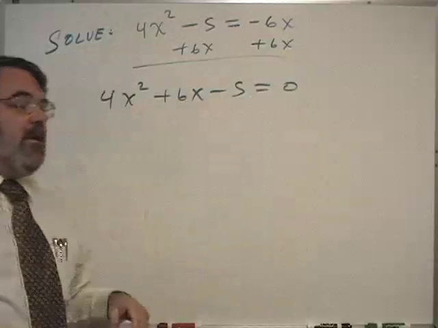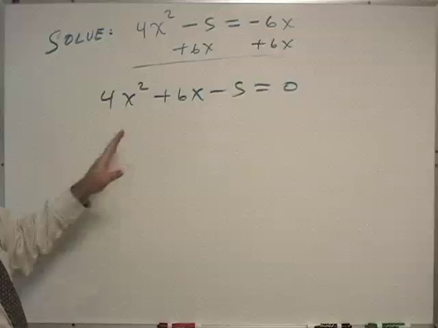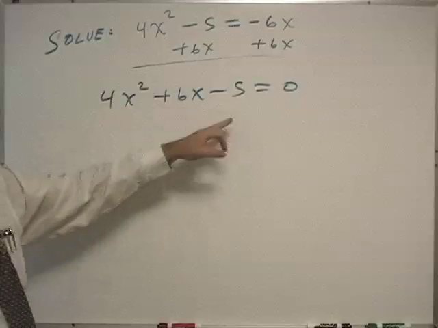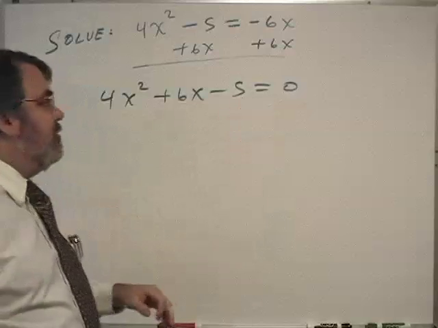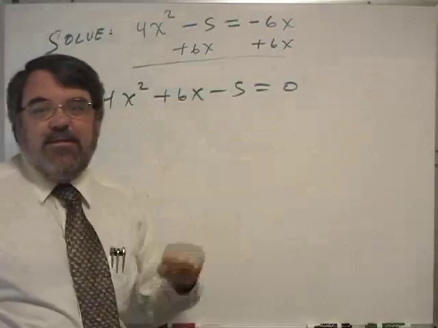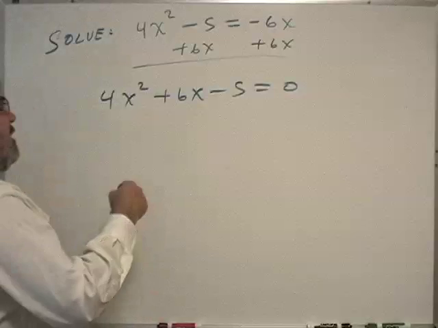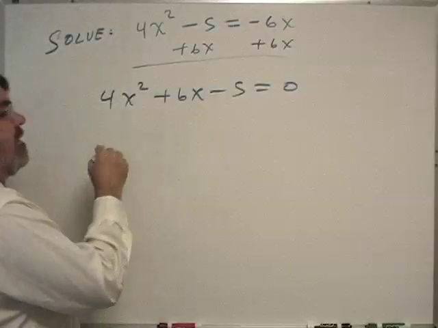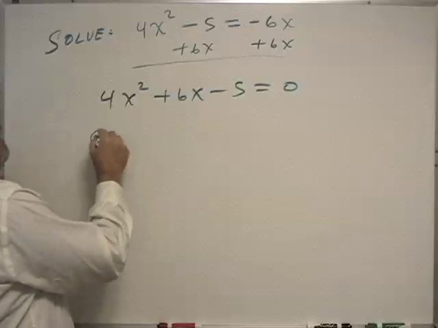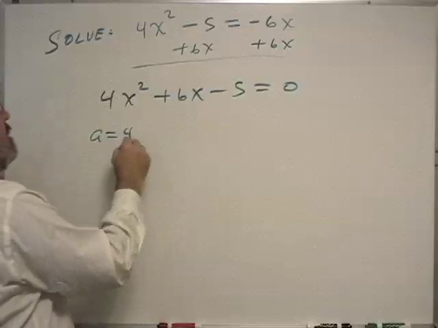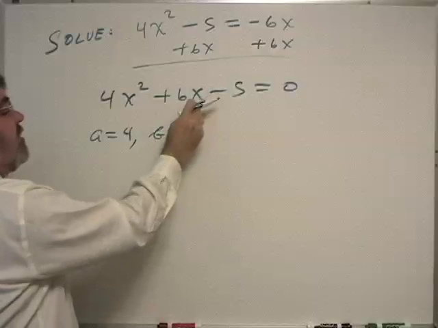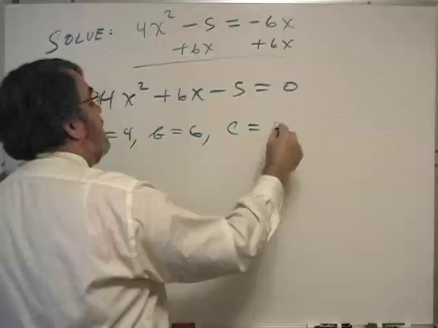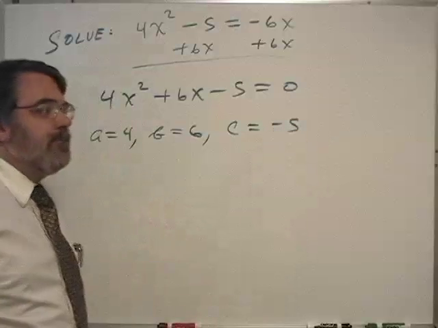So notice again, I wrote this in descending powers. The x squared term comes first, then the first power or linear term, and then the constant term. And it equals 0. So it's in form to solve for the quadratic by the quadratic formula. A is this number, 4. B is the coefficient of x, that's 6. And then c is the constant, negative 5.